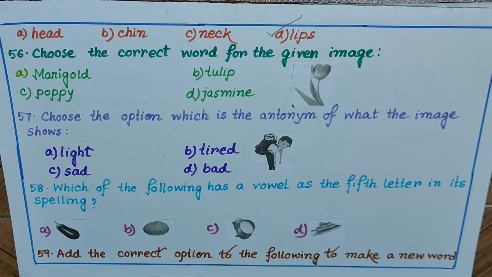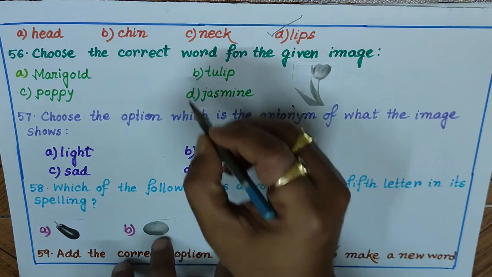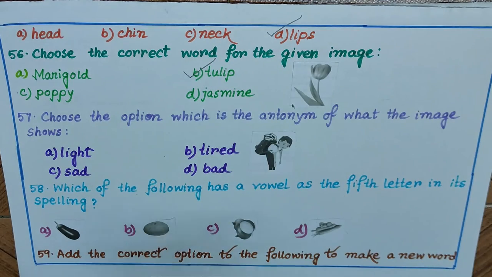Question 56. Choose the correct word for the given image. A, marigold. So this is a spelling of tulip. So B, tulip is the right answer.